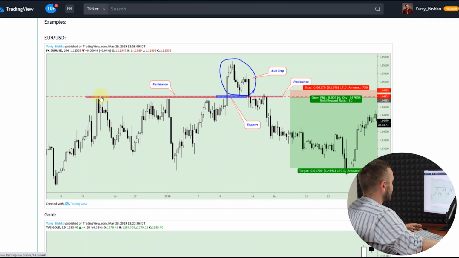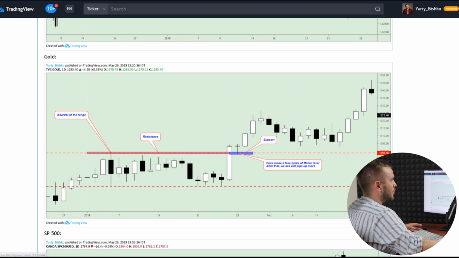Example for you of this mirror level: we had this resistance from which price, as you can see, bounced 3 times. After this trap, price made again a mirror level, and after that a powerful drop. Another example for you on gold, you can see the price was inside of this candle. It goes one candle range. After breakout of this candle, pullback, false breakout, and continuation of the trend.